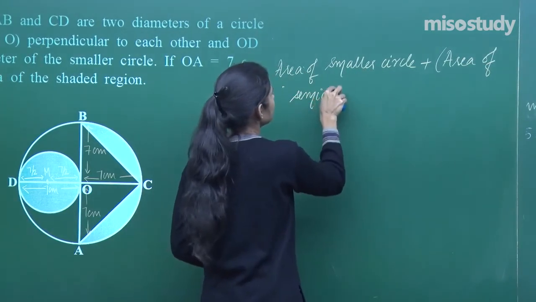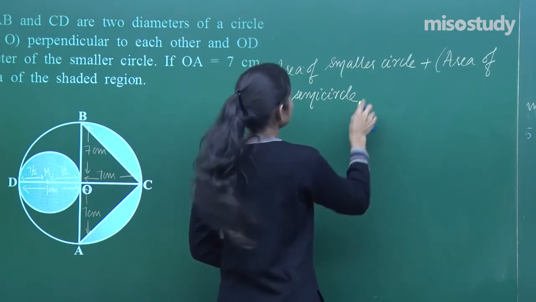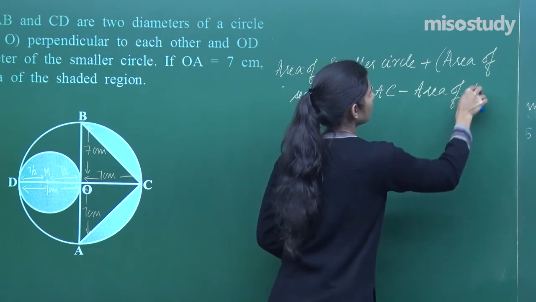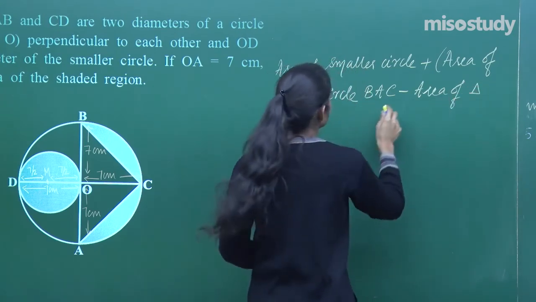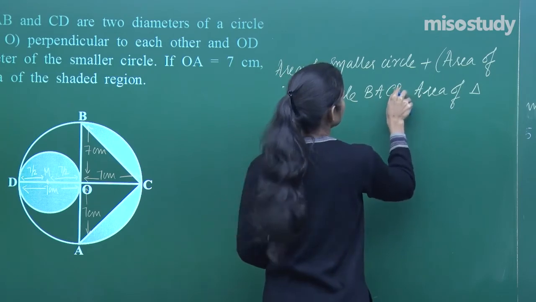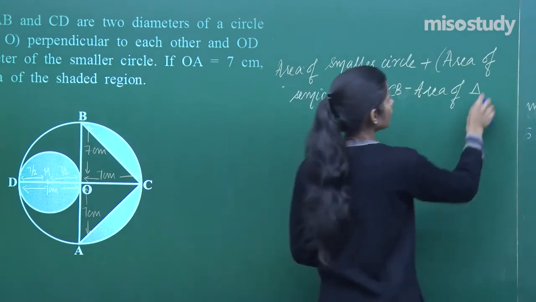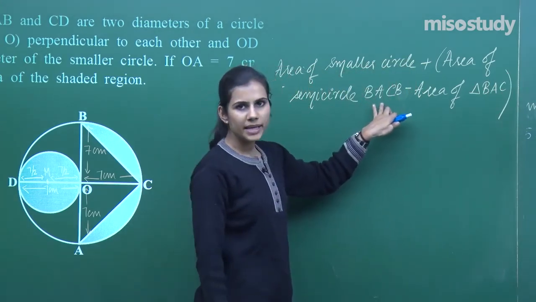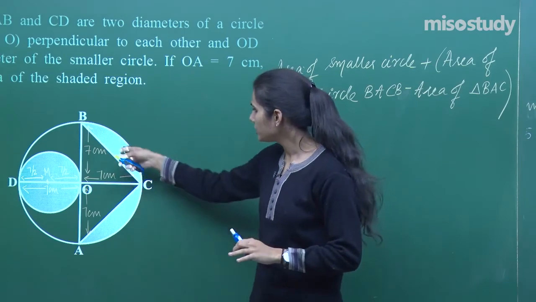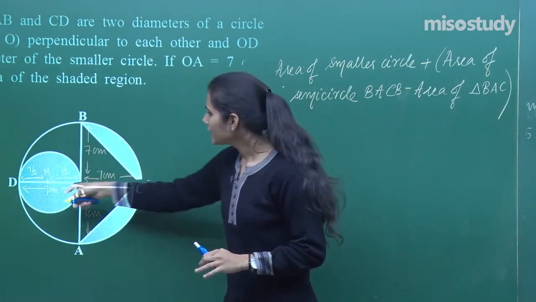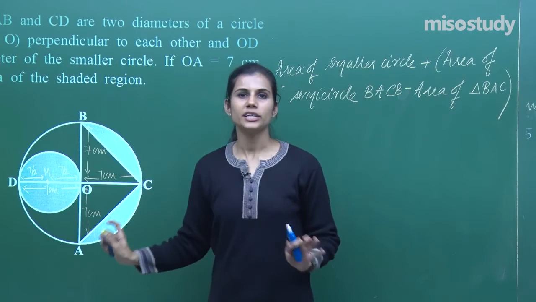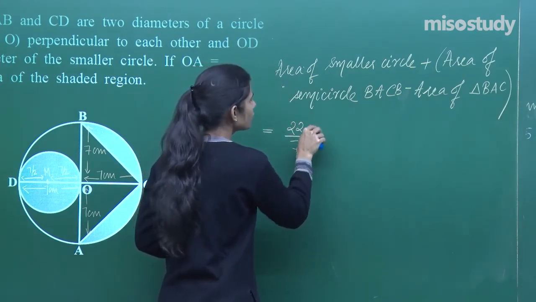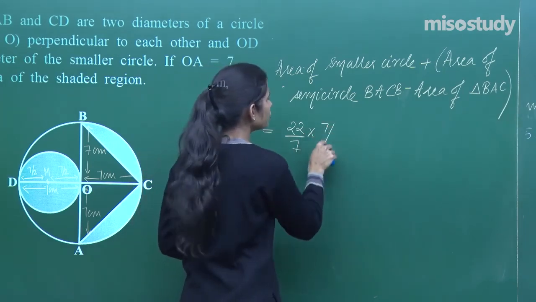BAC minus area of triangle BAC. So let me write BACB. This is the semicircle minus area of triangle BAC. When from the area of the semicircle BACB I remove the area of the triangle, I am left with this area. In this area, when I add the area of the circle, I get the area of the complete shaded portion in the diagram. What is the area of the smaller circle? It is pi r square. Radius of the smaller circle we discovered as 7 by 2.